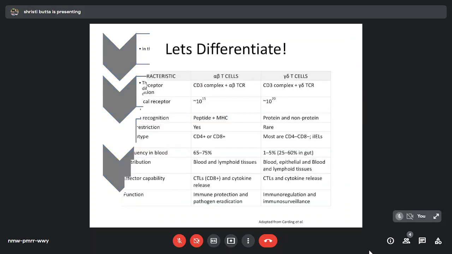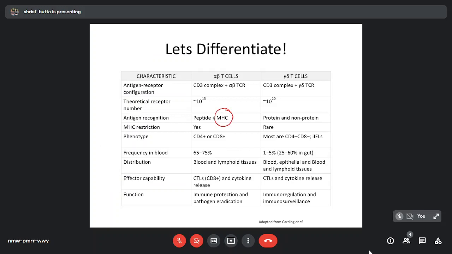What is the difference between the alpha beta T cells and the gamma delta T cells then? The alpha beta T cells recognize antigens or peptides only when they are coupled with what is called the MHC or the HLA. The MHC will be class 2 in case of CD4 plus T cells and class 1 in case of CD8 plus T cells.